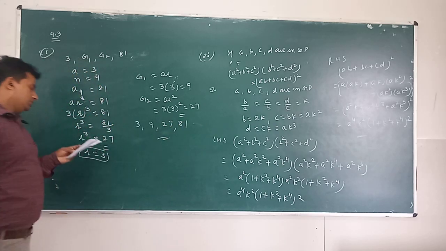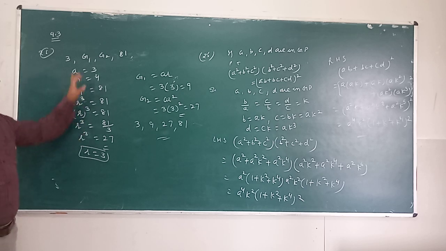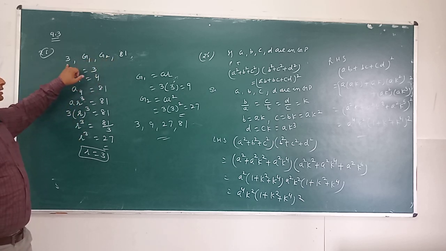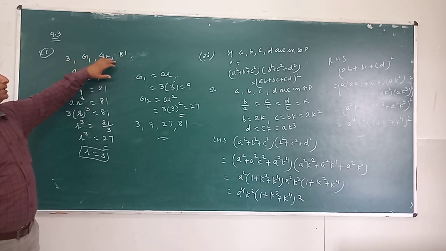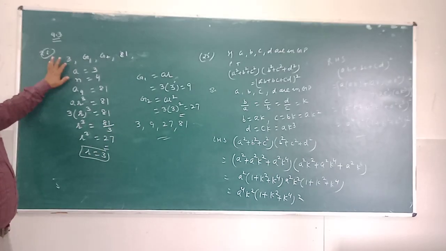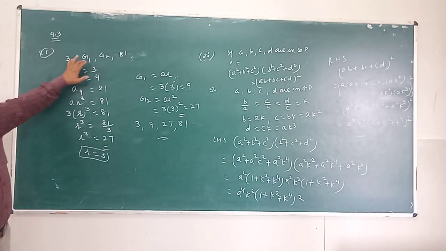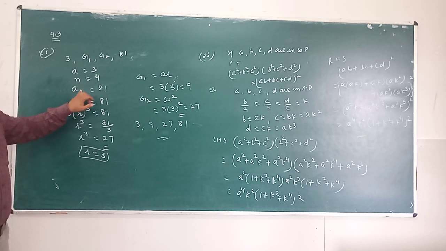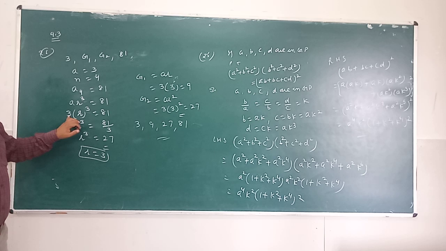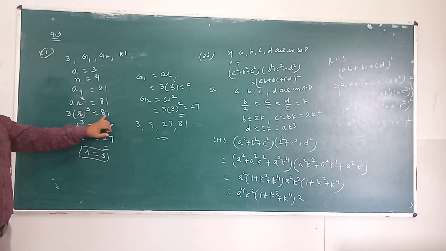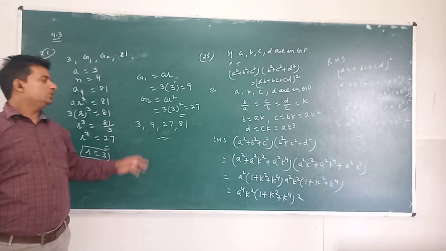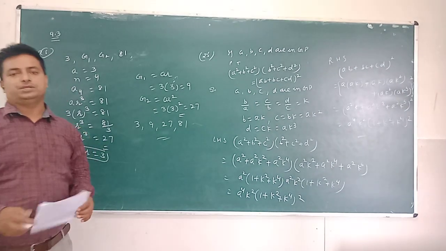So in this question, the statement is insert 2 geometric means between 3 and 81 so that the resulting numbers are in GP. So first we take a equal to 3, the number of terms is 4 and the 4th term is 81. a4 is ar³, which is 81. So 3r³ equal to 81. r³ is 27, r is 3, and G1, G2 are 9 and 27. Thank you.